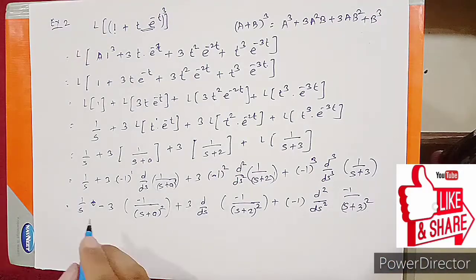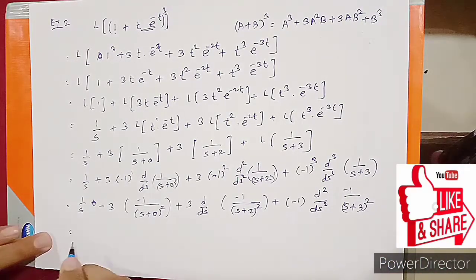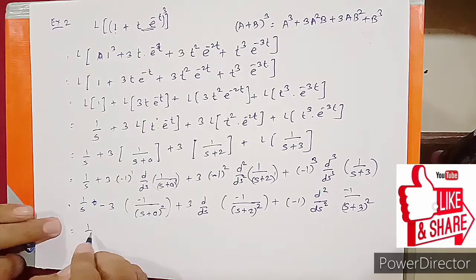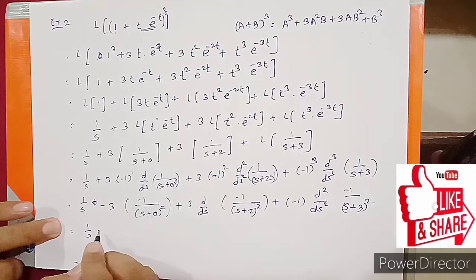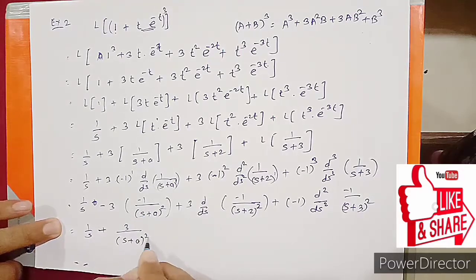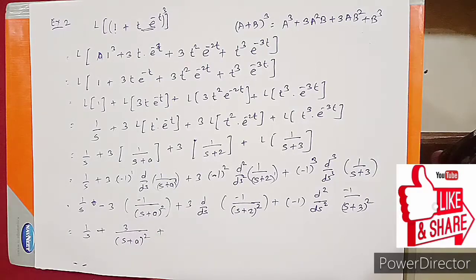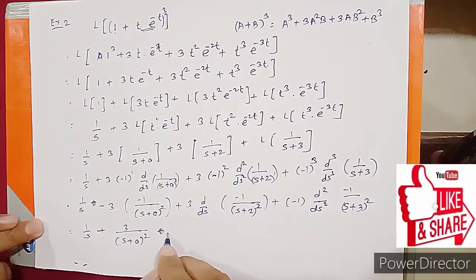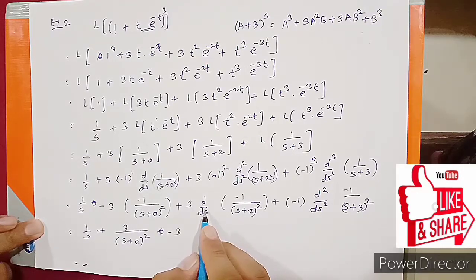Okay guys, this example is asked in the final exam, so calculate all the terms carefully. 1 upon s, minus and minus, plus 3 upon (s plus 1) whole square. Okay, so this term is over here. Now there is a single derivative pending, so what we do, the minus sign we are taking outside, so it is minus 3. We are applying one more derivative.